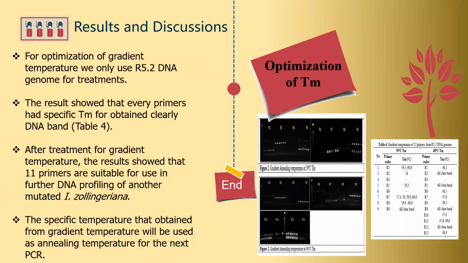For optimization of gradient temperature, we only use R4, R5, and R5.2 with the DNA genome for treatments. The results show that every primer has a specific Tm to obtain clear DNA bands. After the gradient temperature treatment, the results show that 11 primers are suitable for use in further DNA profiling of other mutated Indigofera zollingeriana. The specific temperature obtained from the gradient temperature will be used as the annealing temperature for the next PCR.